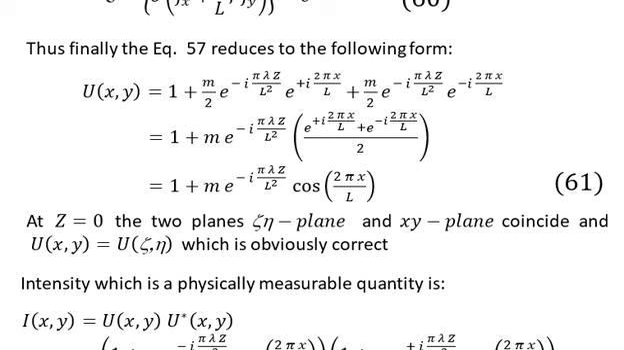In equation number 61, we have the final result which represents the field at the point x comma y. So u of x comma y is given. In the first step we have given the first row. In the second step we have taken the common terms and combined the two terms in the summation form, so that we can convert them into the cosine function given in the last term. So you have the u field in the last term as 1 plus m into e to the power minus iota pi lambda z over L square multiplied by cos of 2 pi x over capital L. This is the field obtained from equation number 61.